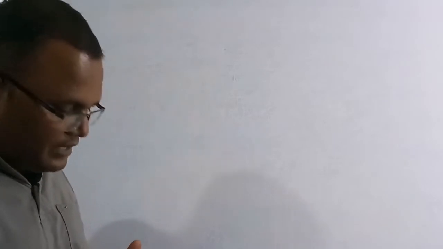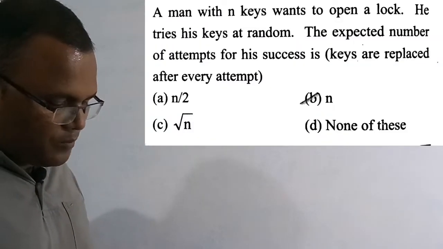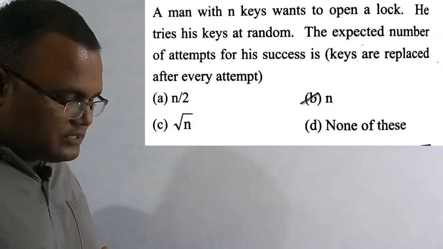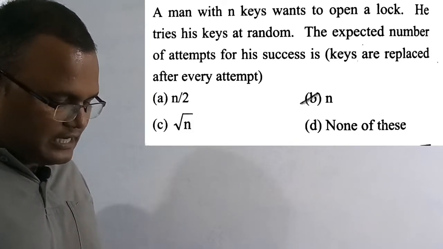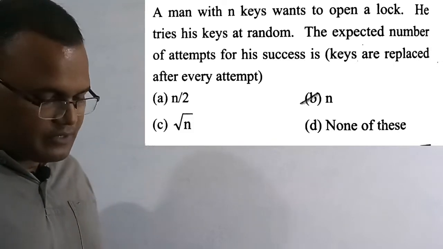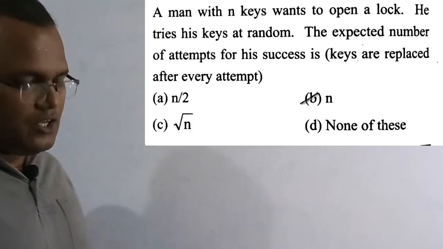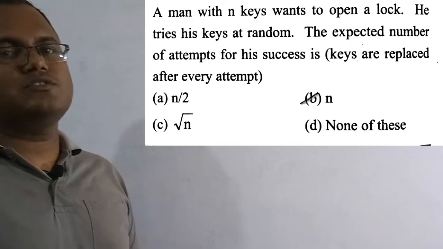Now we are going to solve the 75th question. See the question here. A man with n keys wants to open a lock. He tries his keys at random. The expected number of attempts for his success is, keys are replaced after every attempt. So after every attempt they are going to replace the keys. Of the four options, option B, n, is the correct solution of this question.